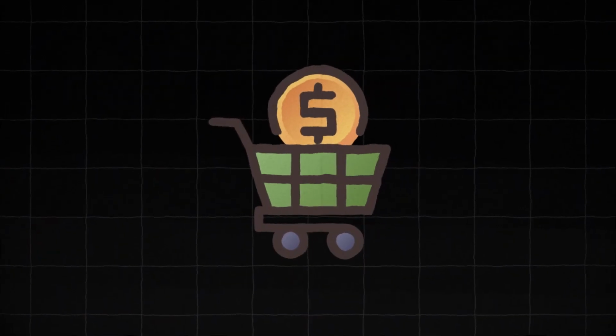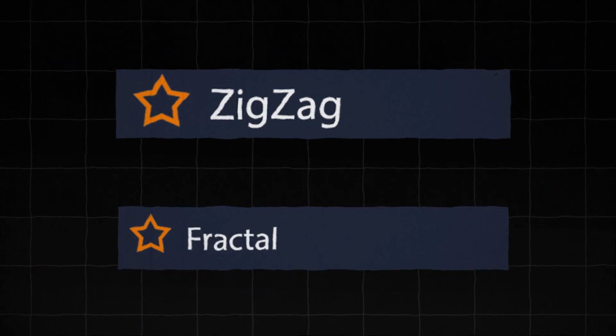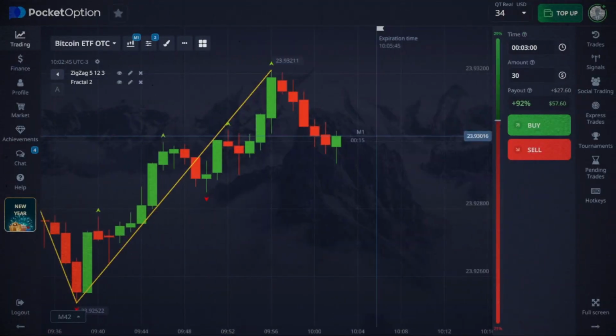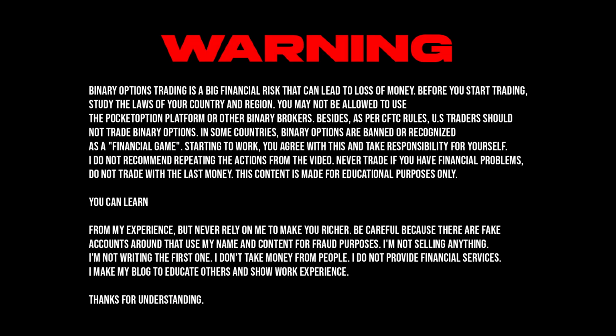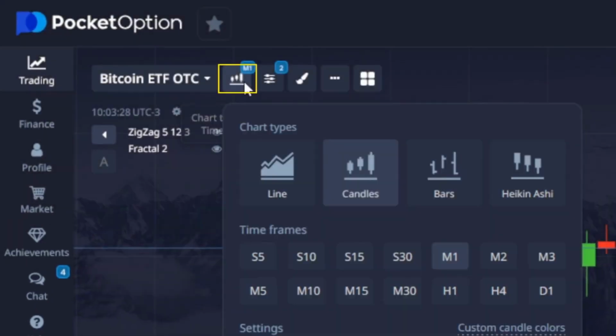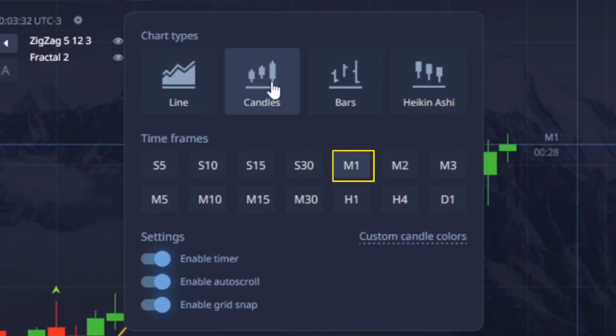For beginners in trading, using indicators can make things easier. In this video, I use two indicators to guide you toward good entry points. Let's start by setting up the time frame. And let's select candlesticks and choose the M1 time frame.